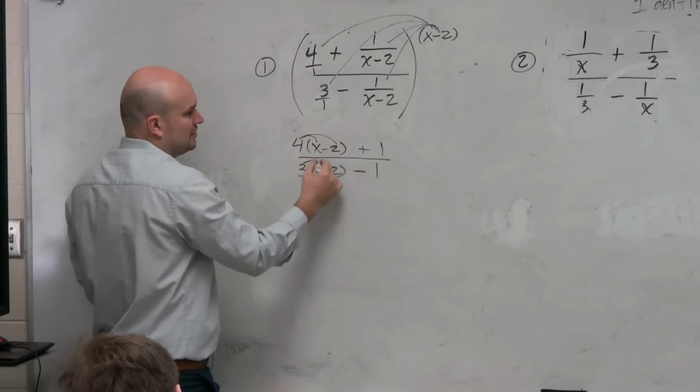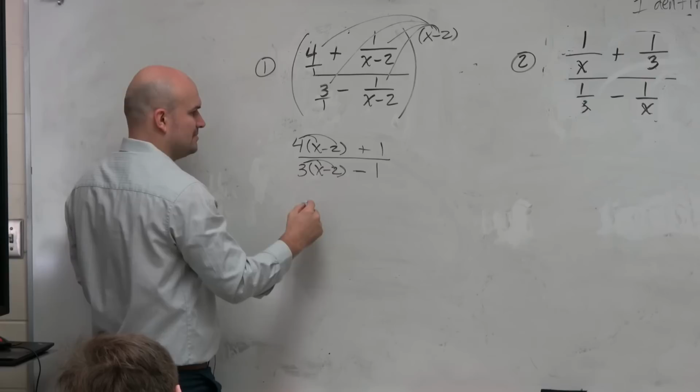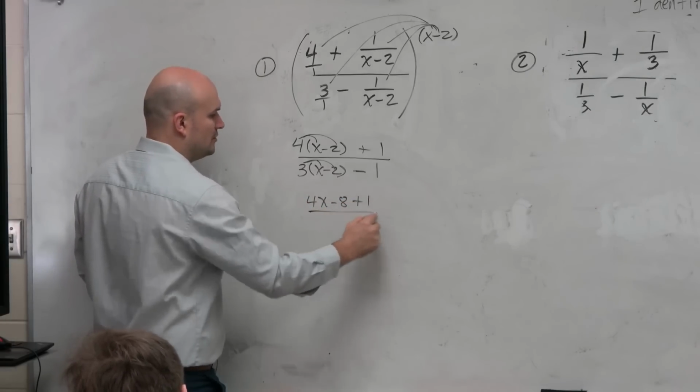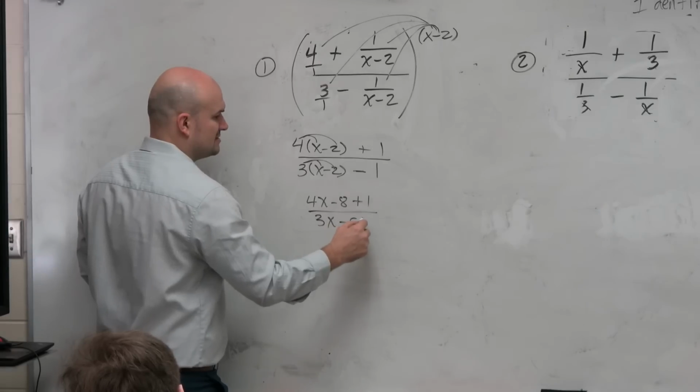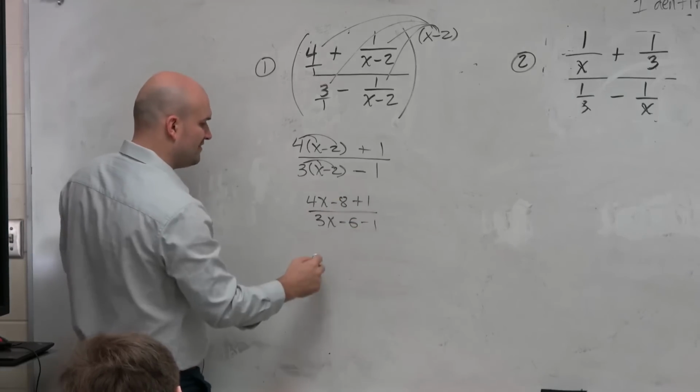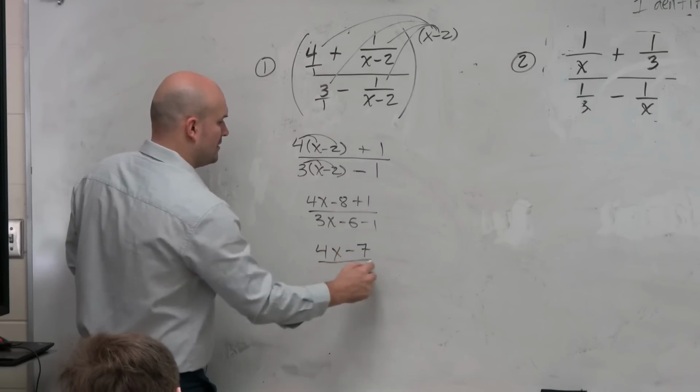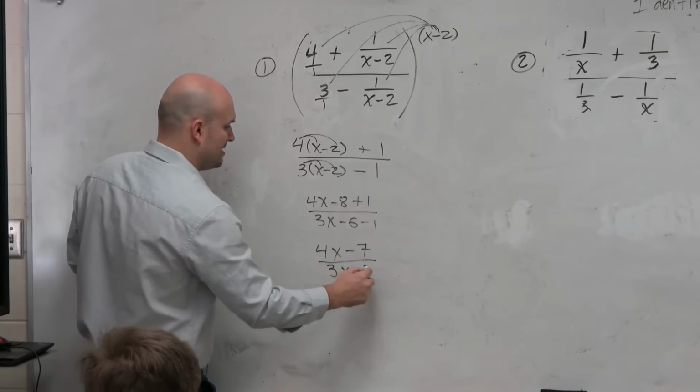Now, I'm just going to apply a little distributive property to get rid of my parentheses. So I get 4x minus 8 plus 1, and then all over 3x minus 6 minus 1. And then I can simplify this one more time: 4x minus 7 over 3x minus 7.